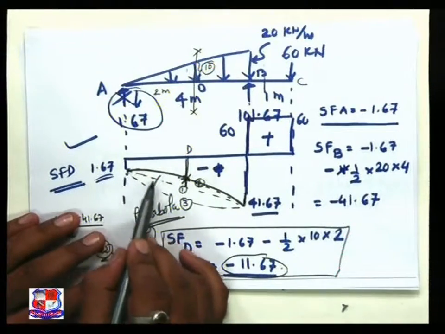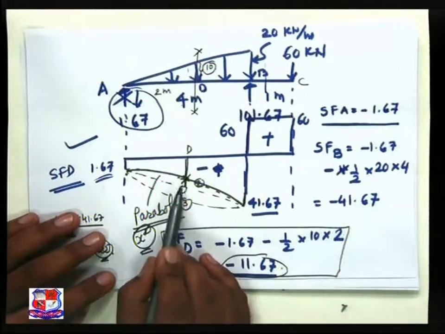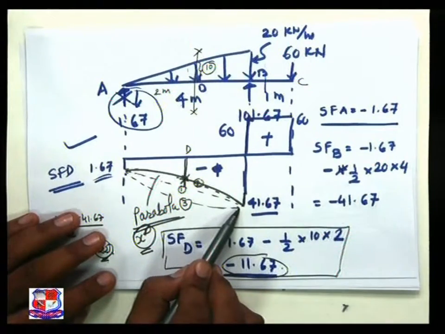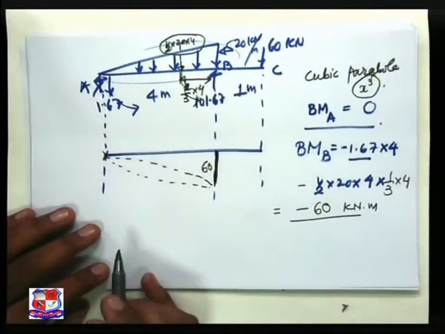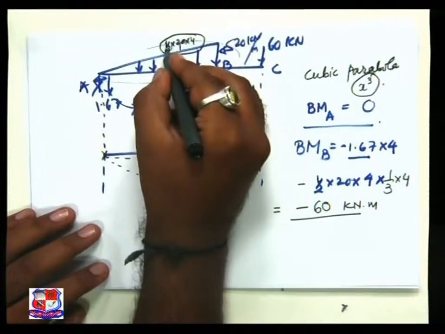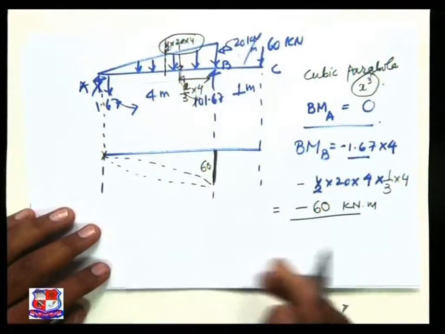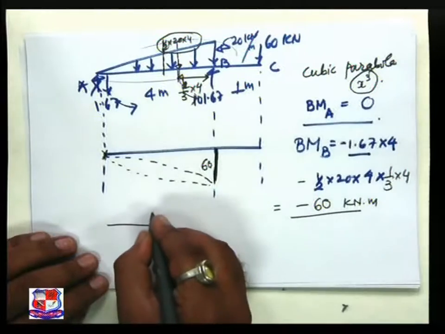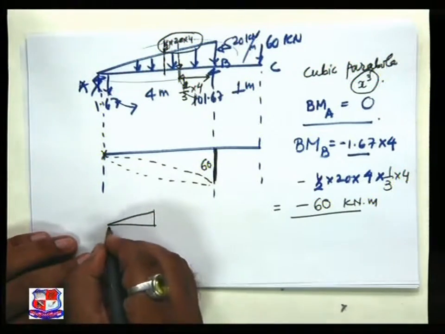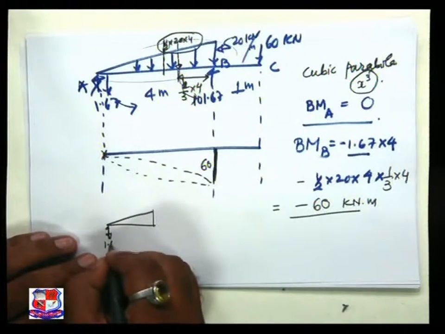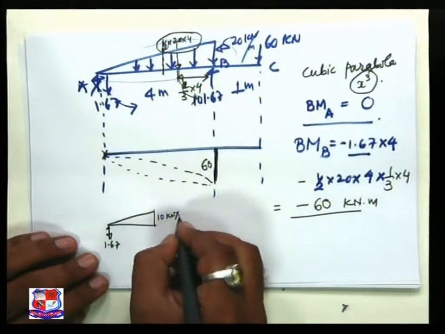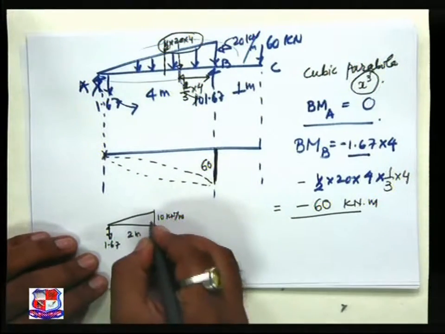If we take an inclined straight line, the value is lesser, which is of convex nature. So now let us understand this over here. Take a section at the center. So my figure looks like this. Downward direction 1.67. This ordinate is 10 kilonewton per meter. Length is 2 meter.